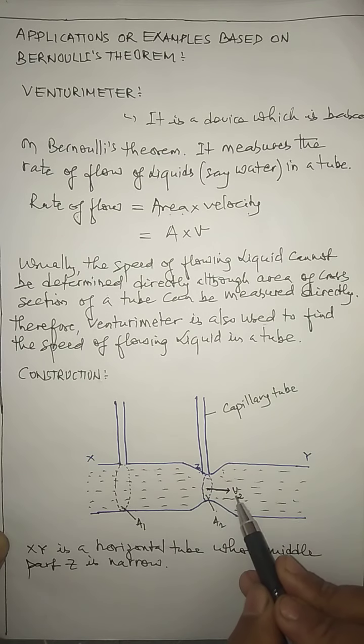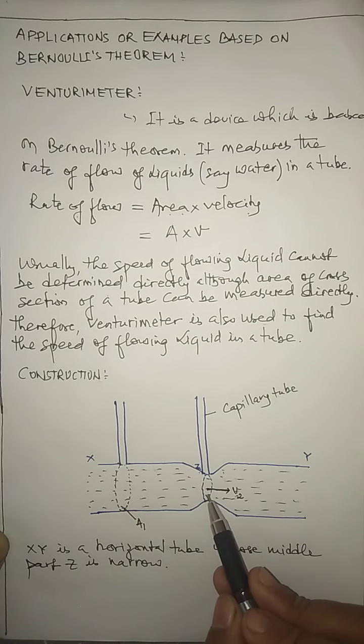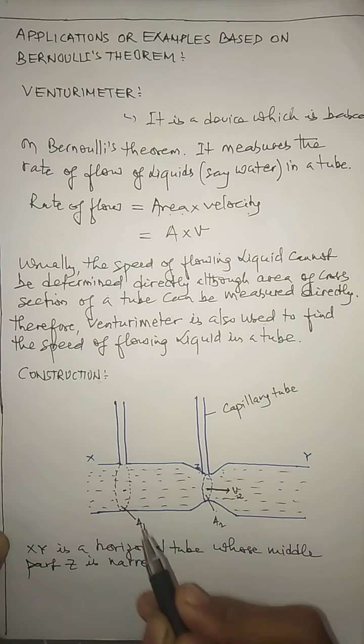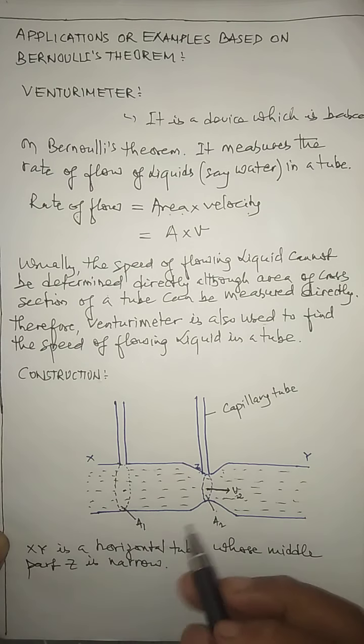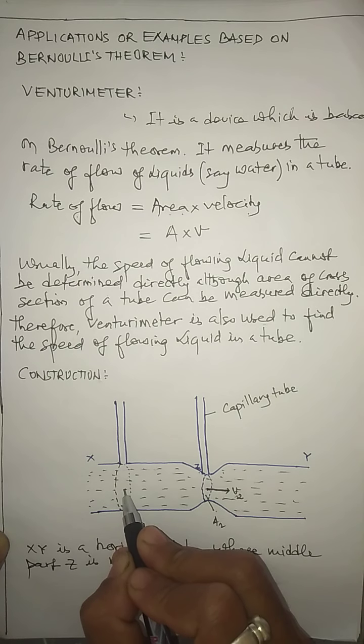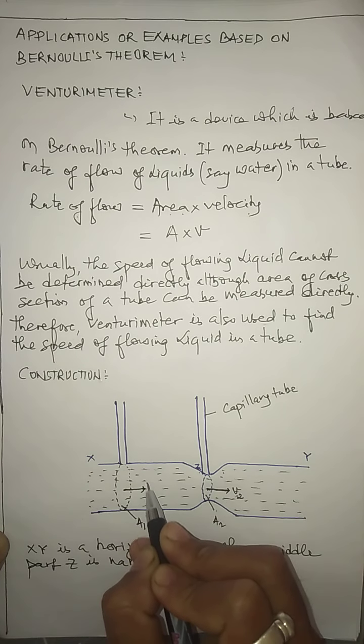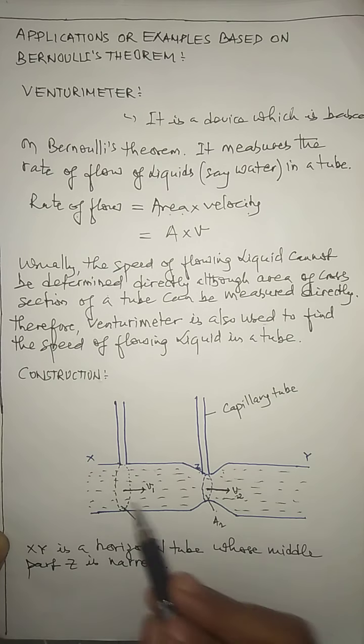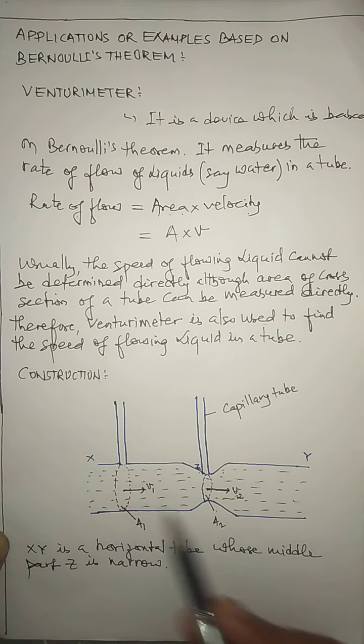So B2 is the speed at which the liquid flows at this cross section of the tube. Even in this cross section, where the liquid flows, the area is usually larger as compared to A2, so the liquid flows with a speed, and that speed is B1. So B1 and B2 are the speeds at which the liquid flows at different cross sections. But you can see the diagram.